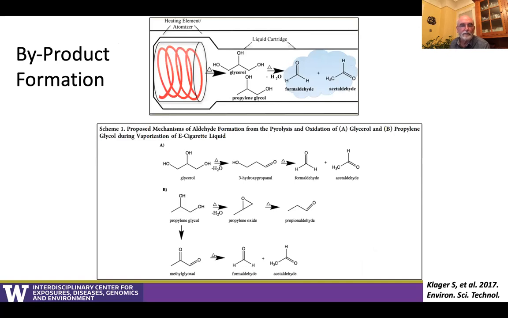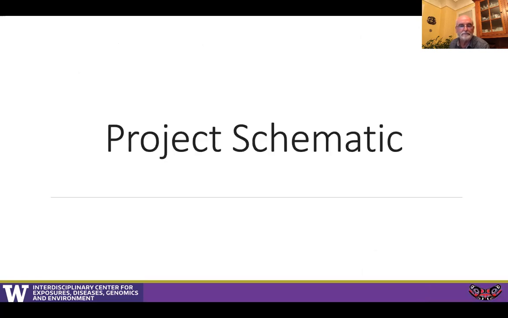Again, the byproduct formation that occurs at the high temperatures of those heating elements in the e-cigarette devices is shown at the top. This is complicated chemistry, but suffice it to say that when all is said and done, the end products are these reactive aldehydes.